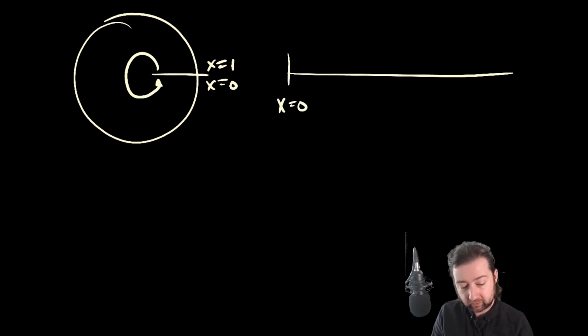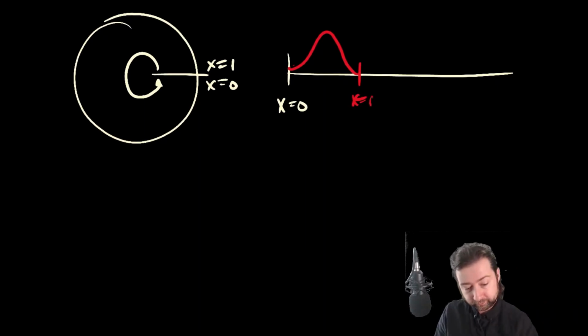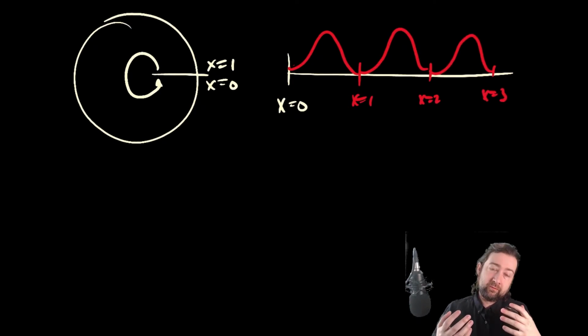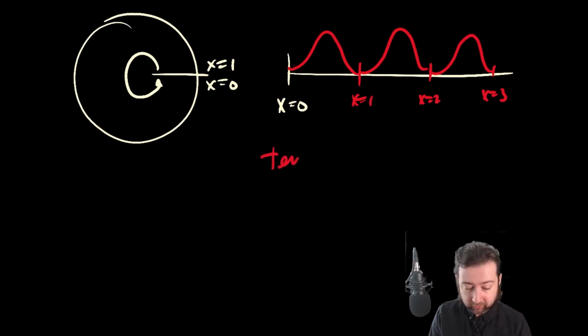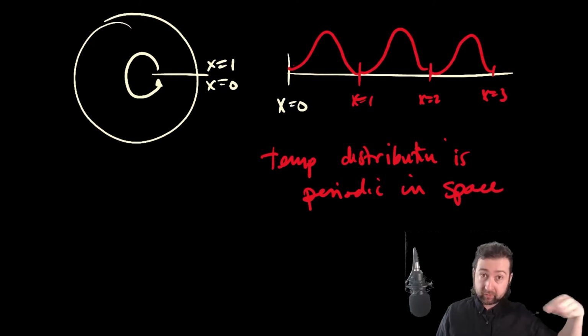So if this is x equal to 0, you would do a distribution of f, and then you would get to x equal to 1. But there's nothing stopping you from continuing to wrap around the circle. And so Fourier's big insight was that the temperature distribution is periodic spatially if we think of our variable as measuring the angle as we go around the circle. So the temperature distribution is periodic in space because I can just wrap around the circle over and over again.